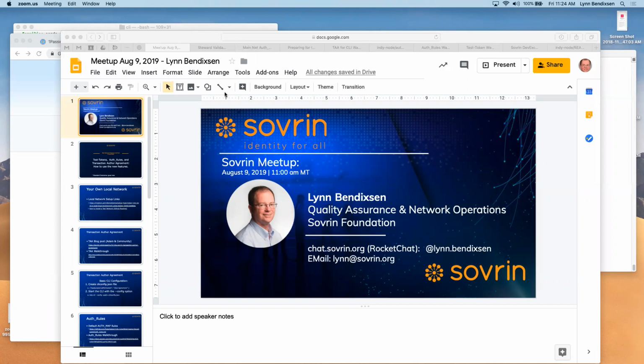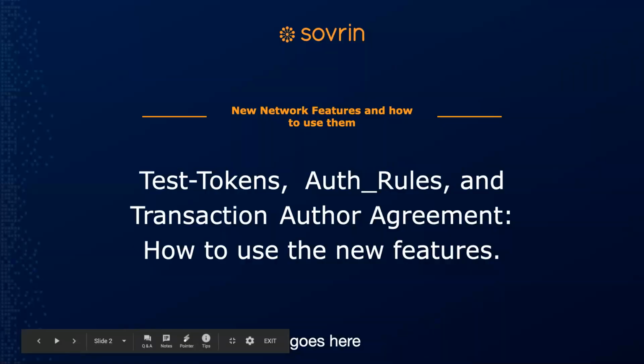This is our Sovrin Meetup for August 9th, 2019. I'll be presenting today on the test tokens, auth rules, and transaction author agreement. How are we going to use these new features?